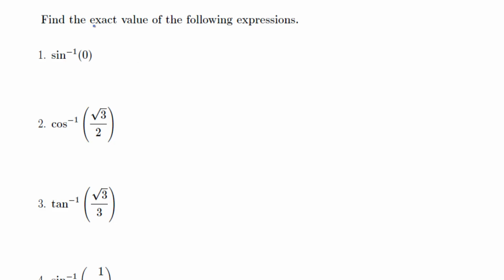Find the exact value of the following expressions. Number one, we got sine inverse of 0. We know that sine of 0 radians is 0. That means sine inverse of 0 is 0 radians.